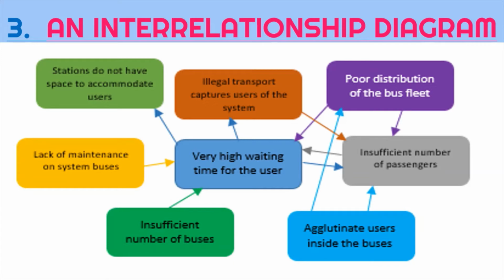All of them effect is very high waiting time for the user. Maybe insufficient numbers of passengers. We have also agglutinate users inside the buses that cause, this is the cause, and the effect is poor distribution of the bus fleet. Then also affect very high waiting time for the users.